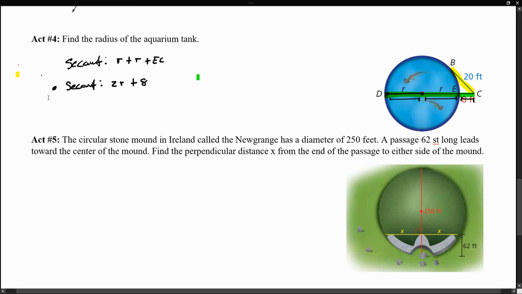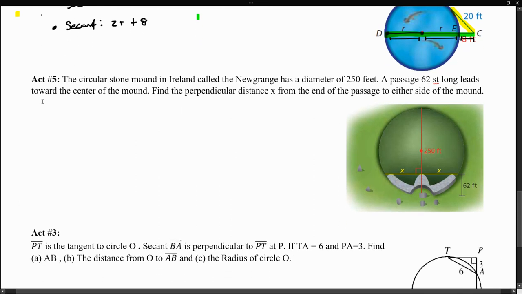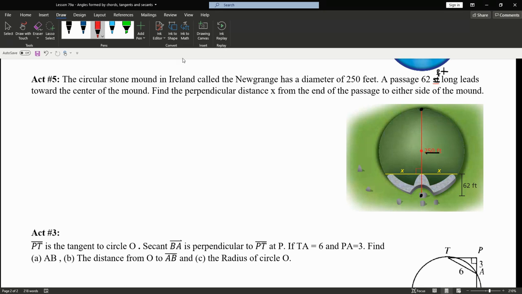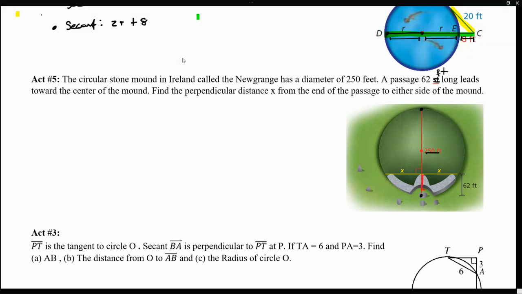For activity number 5, it states, the circular stone mound in Ireland called Newgrange has a diameter of 250 feet. So here you can think of it as a circle, and we know the diameter. From here to here, that's exactly 250 feet. Now there's a passage that is 62 feet, the 64 should be a typo. This is the passage that we're discussing. From here to here, that is 62, which leads toward the center of the mound. So this is the center.